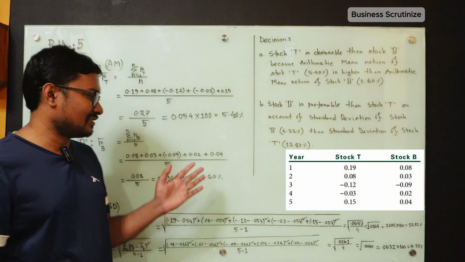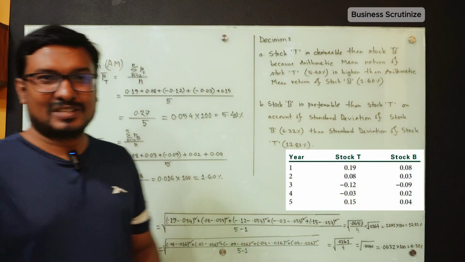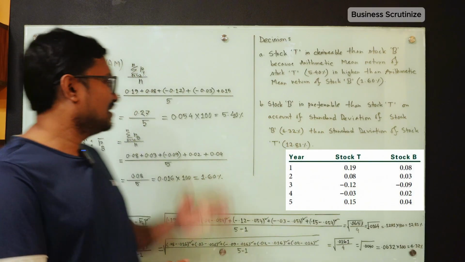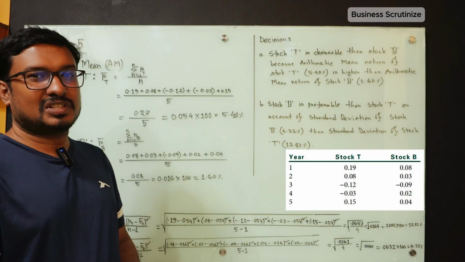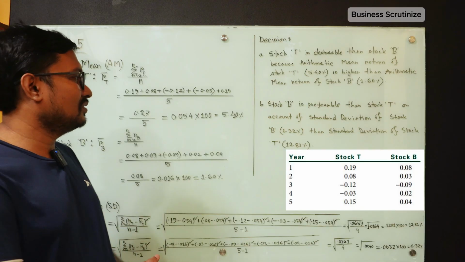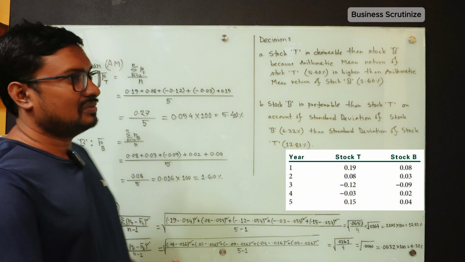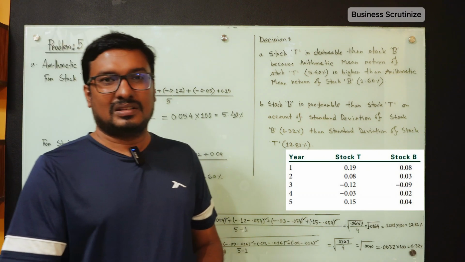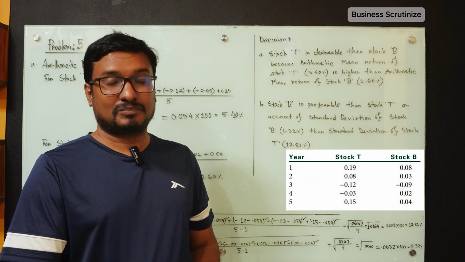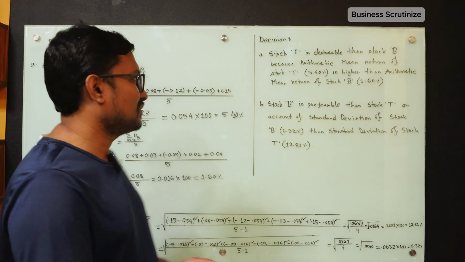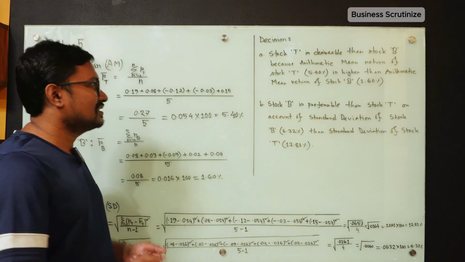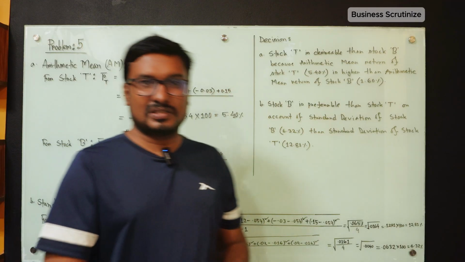So this is what we have to follow while computing arithmetic mean, using the formula you can see there. If we want to make a decision in requirement A of problem number 5, then we can say that stock T is desirable.